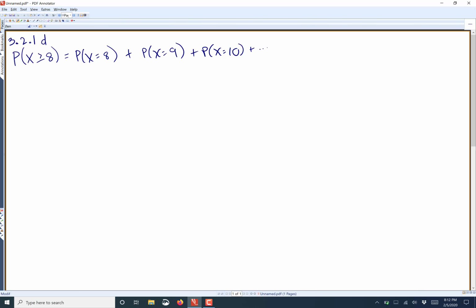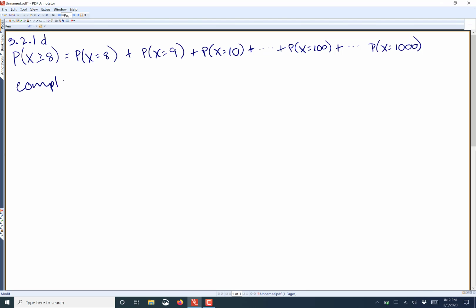But you have to keep going. And even though your numbers are technically getting smaller and smaller, theoretically, you could also have the probability that x equals 100. And you could have the probability that x equals 1000. Now, you're not going to want to find all of those probabilities. So let's use the complement rule.